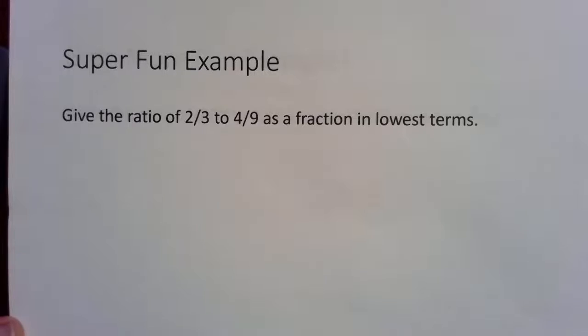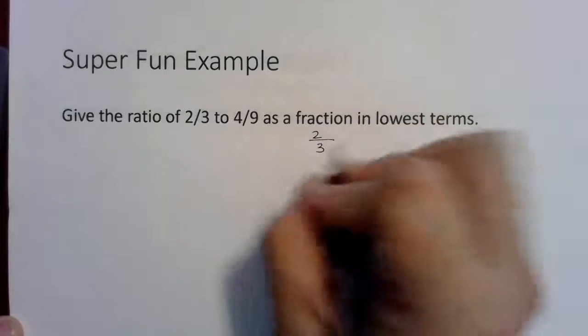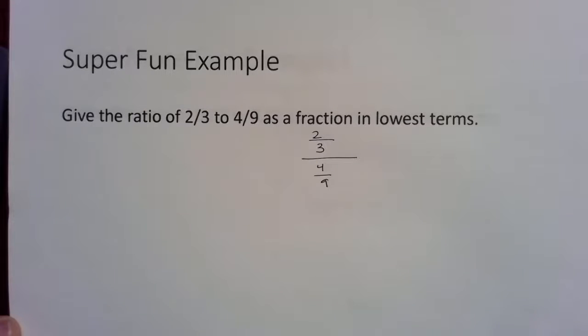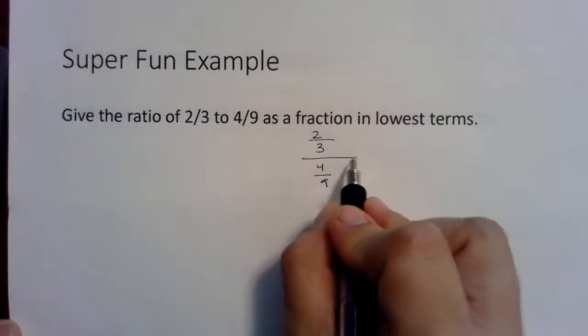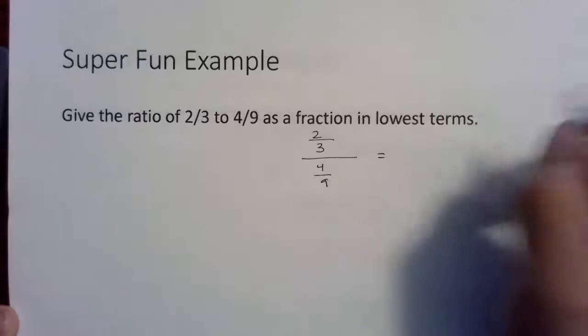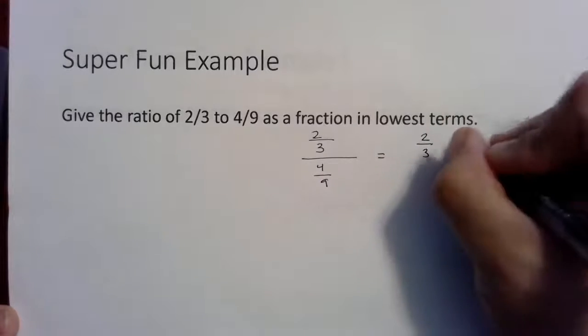Super fun example. Let's do this one. Give the ratio of 2/3 to 4/9 as a fraction in lowest terms. And you might think to yourself, whoa, what is this? You can do two things. Remember that the fraction bar can also indicate division, right? Top divided by the bottom. So we can rewrite this fraction in this other way.